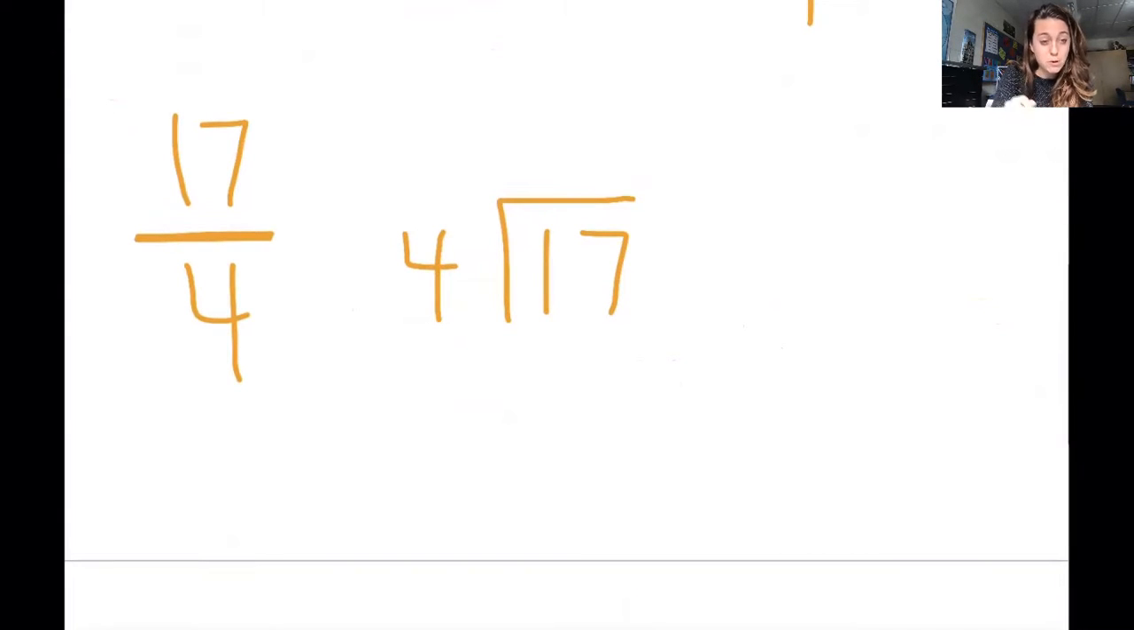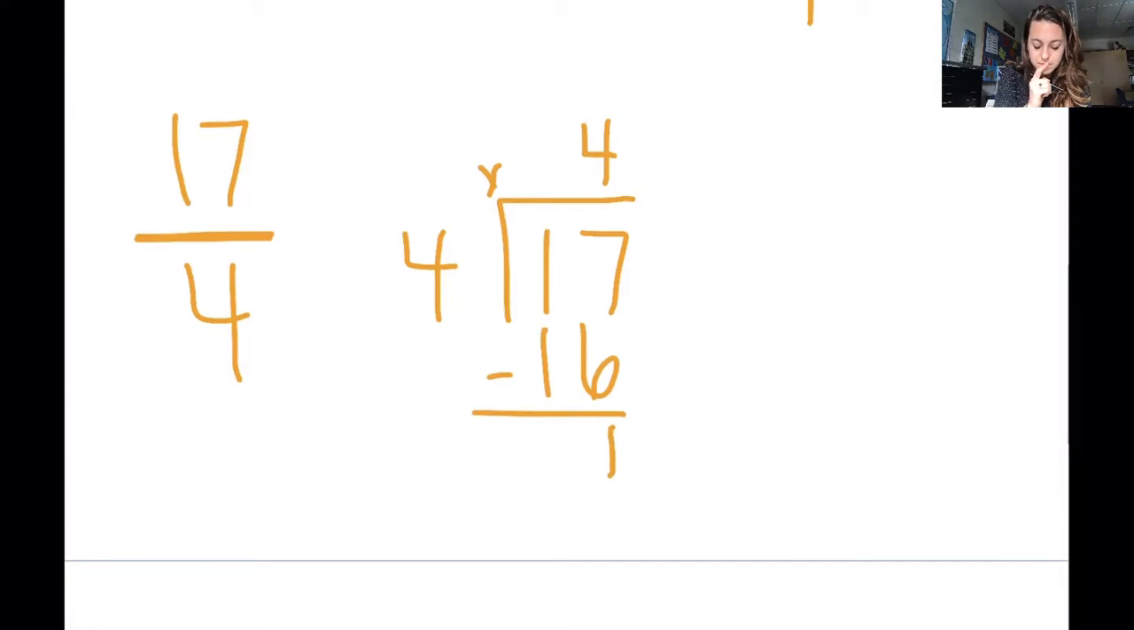Okay, 4 fits into 17. I'm using my multiplication facts to help me. 4 times what gets me as close to 17 as possible? I know 4 times 4 gets me 16. So 4 times 4 is 16. I subtract and I get 1. Now I think, can 4 fit into 1? Nope. So that is going to be 4 remainder 1 as my answer.